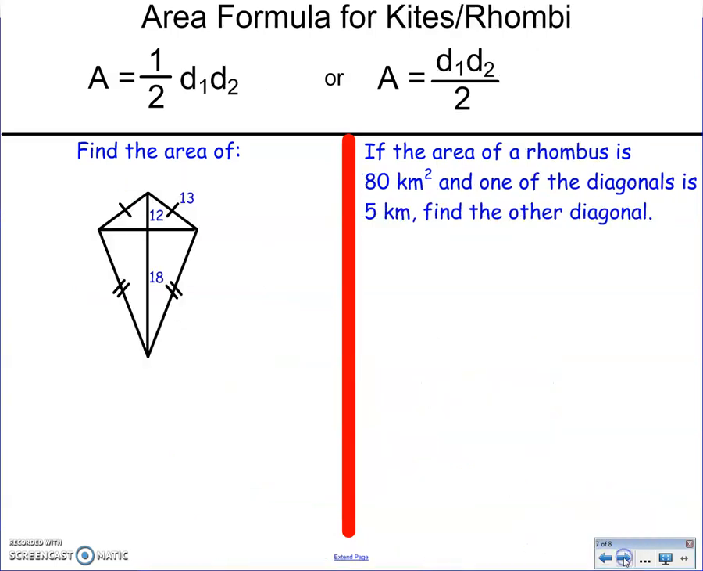All right, 2 more slides. Formula for kites and rhombi. It'll be 1/2 diagonal 1 times diagonal 2, or again as one big fraction, diagonal 1 times diagonal 2, all over 2. Find the area of this rhombus.